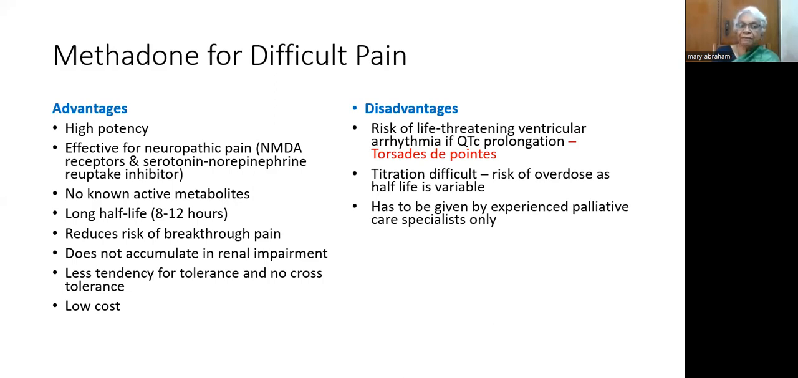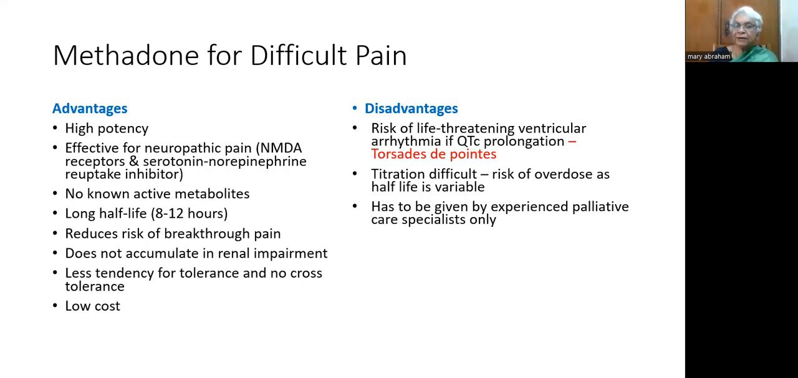Secondly, another advantage is it has no known active metabolites. It has a long half-life, unlike morphine, of 8 to 12 hours. It can reduce the risk of breakthrough pain because of its long half-life. It does not accumulate in renal impairment, again, unlike morphine. Less tendency for tolerance and no cross tolerance, and low cost. Okay, these are some of the advantages of methadone.